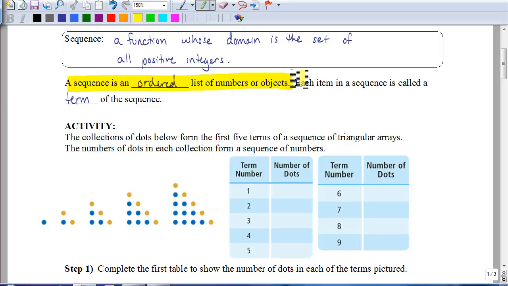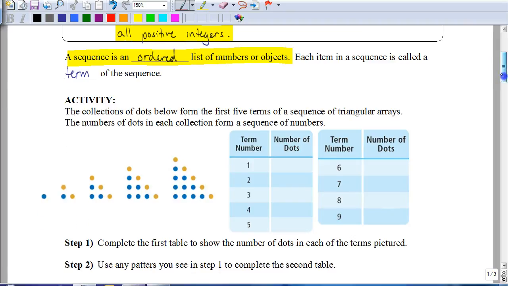Another thing to know is that when we're dealing with a sequence, the domain is always going to be the set of all positive integers. So for example, let's look at this particular ordering of objects down in this activity. Our first term is right here, we have 1 dot. When we move to our second term, you can see that we have 3 dots. When we go to our third term, we have the 3 previous dots, plus we're adding 3 more, for a total of 6 dots.